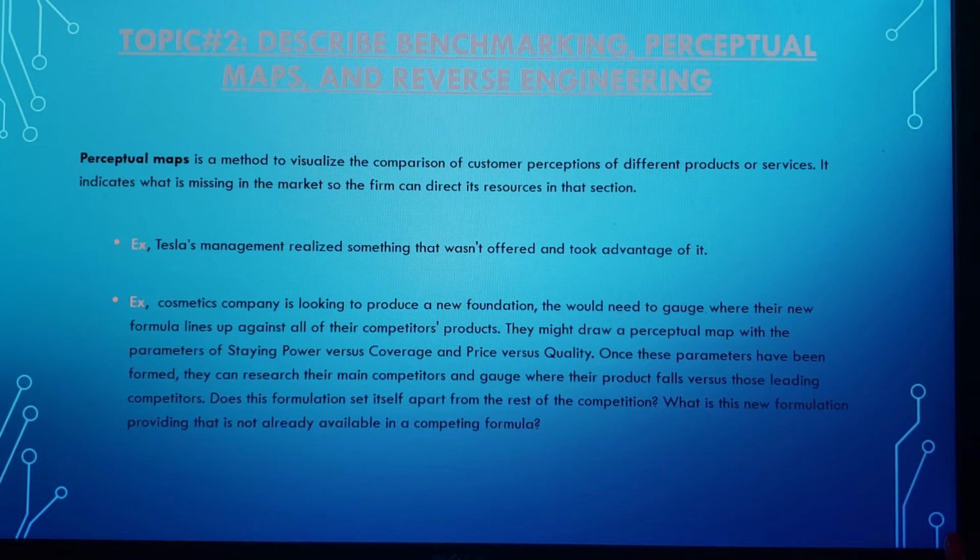Perceptual maps is a method to visualize the comparison of customer perceptions in different products or services. It indicates what is missing in the market so the firm can direct its resources in that section. An example of this is Tesla's management when they realized something that wasn't offered in the market and took advantage of it.